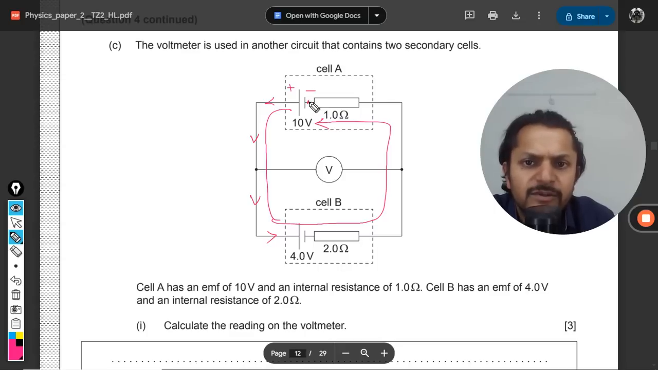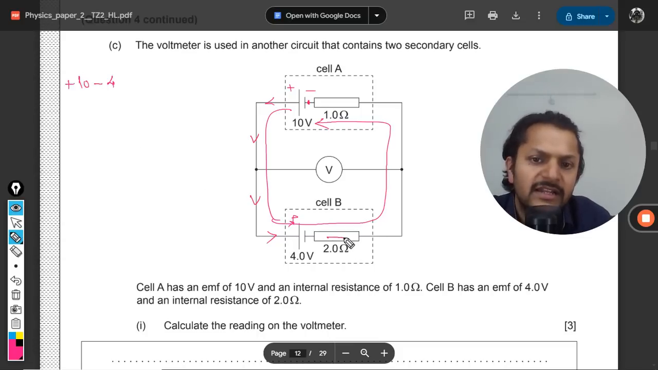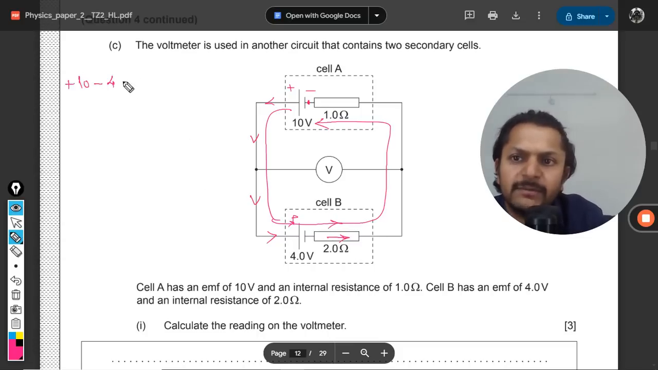So I'm starting from this point. It is a negative terminal, so it will be plus 10. The loop goes to this point, which is the positive terminal, so it will be minus 4. Then the direction of the current and the direction of the loop are the same, so minus 2 into I.